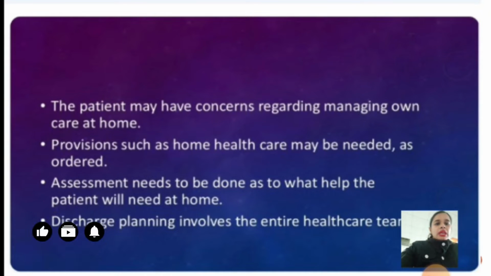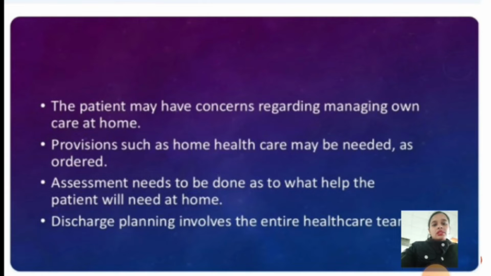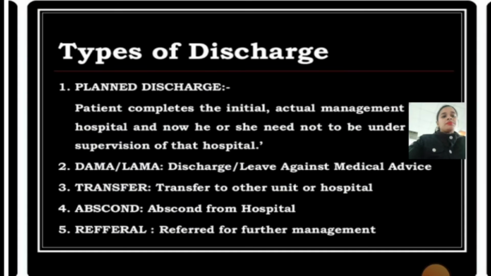The patient may have concern regarding managing their own care at home. Provision such as home health care may be needed as ordered. Assessment needs to be done as to what help the patient will need at home. Discharge planning involves the entire healthcare team.